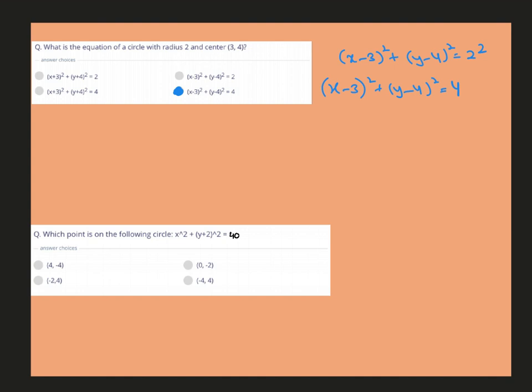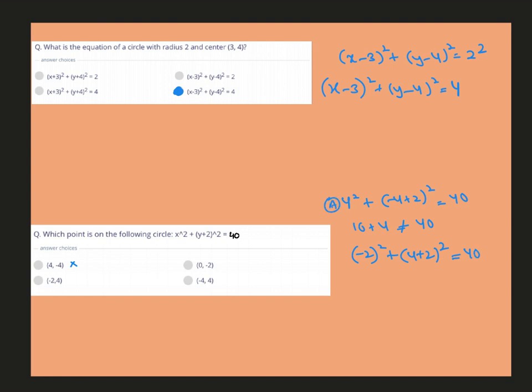Okay. Now in this next question we have to identify which of the points lie on the circle. So we have the equation. Now to check, what you can do is plug in the points and see which one satisfies the equation. If I look at the first one, that's 4 squared plus (minus 4 plus 2) squared equals 40. Now 16 plus 4 is not 40. Hence this is not the correct answer. Let's try minus 2 comma 4. So (minus 2) squared plus (4 plus 2) squared equals 40.